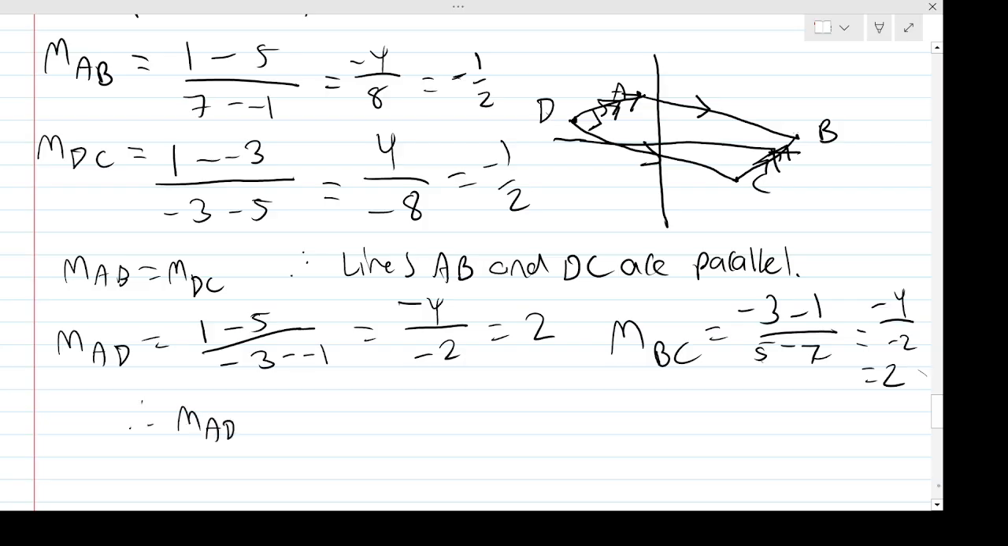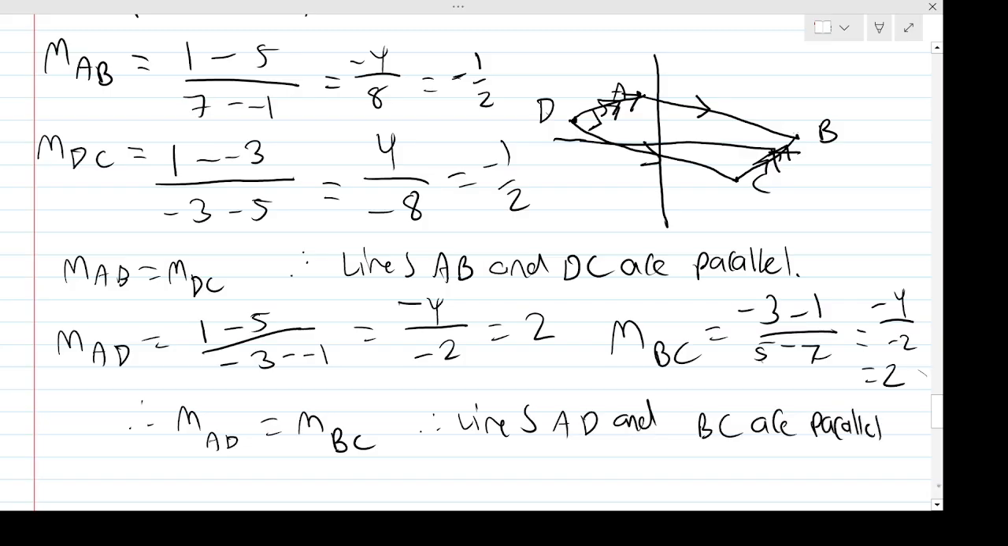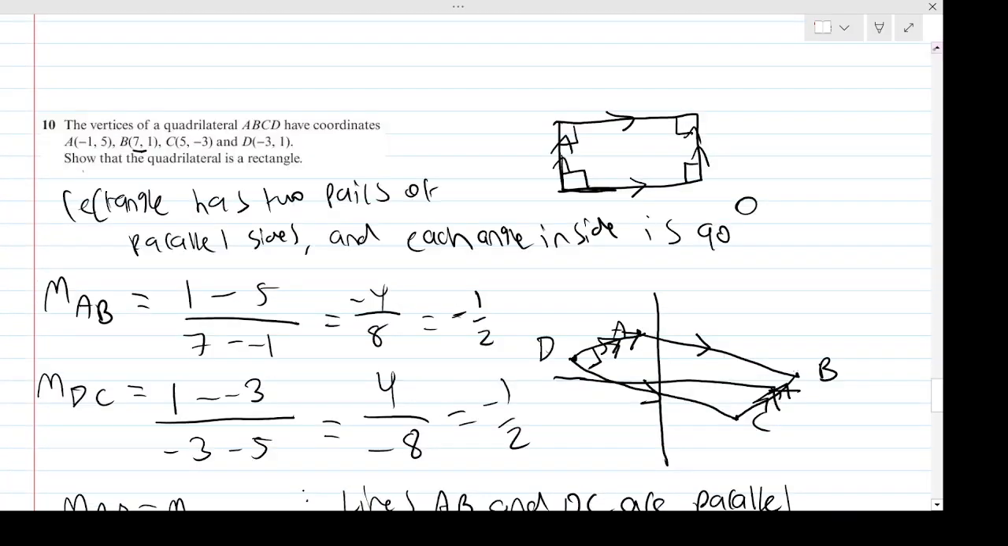The gradients again, m_AD is equal to m_BC. Therefore, again, the lines AD and BC are parallel. Well, there we have it. We proved that both sets of sides are parallel, but with a rectangle, that would be a parallelogram. A parallelogram is where all sides are parallel.